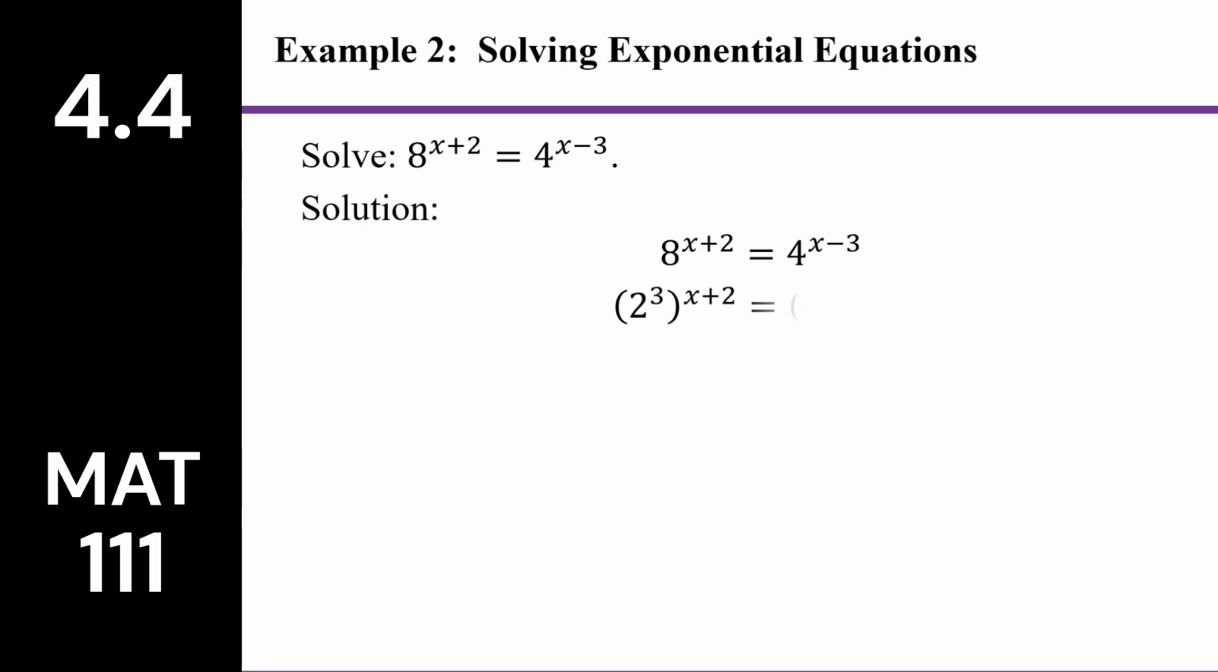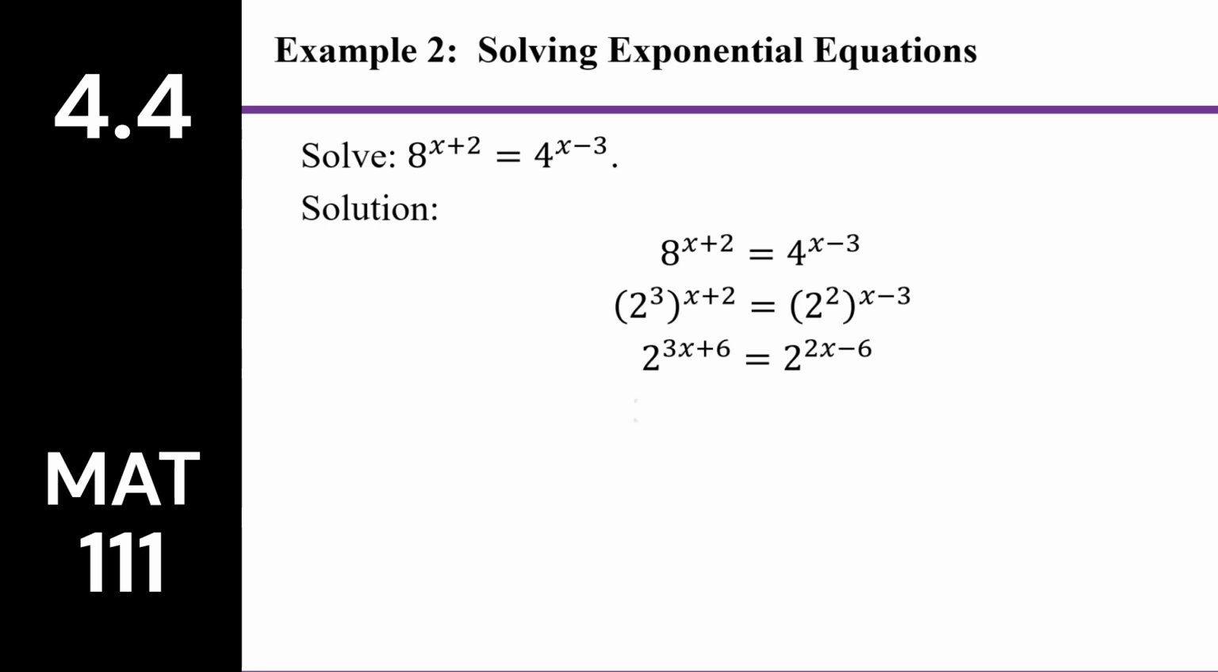In example 2, we notice that 8 and 4 can both be rewritten with a base of 2. 8 is 2 cubed and 4 is 2 squared. Then recall that when you raise a power to a power, you multiply exponents. So on the left, we multiply the 3 times the x plus 2, so we get 2 to the 3x plus 6. And on the right side, we'll distribute the 2 to the x minus 3, which gives us 2 to the 2x minus 6.